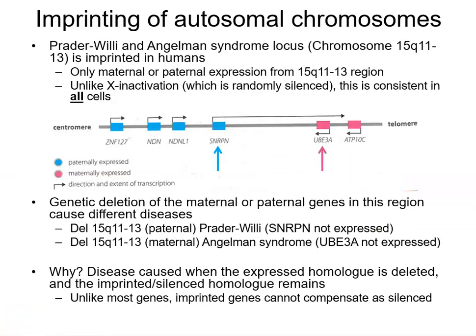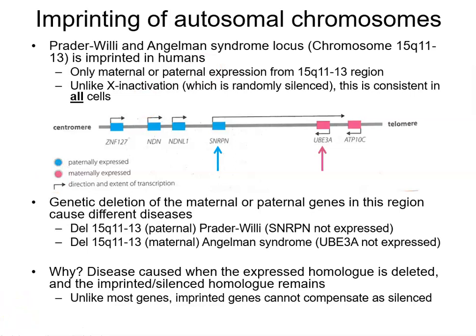Now this is the final part of the lecture, and this is looking at situations where epigenetics goes wrong and results in a disease situation. So here we're looking at a group of diseases called imprinting diseases, and the diseases that we're looking at are Prader-Willi and Angelman syndrome, and these are both caused by an imprinting defect on chromosome 15.